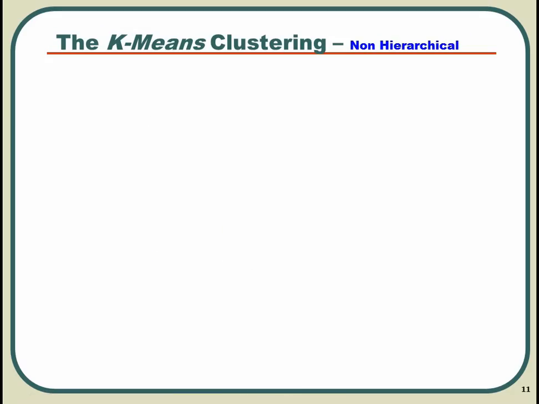What is K means clustering? K means clustering is non-hierarchical, and you do it when you have a huge number of observations. The algorithm is very different here. In the beginning only you decide how many clusters you require. You require 8 clusters, 9 clusters, 10 clusters. That's what K is. So K is the number of clusters that you need.